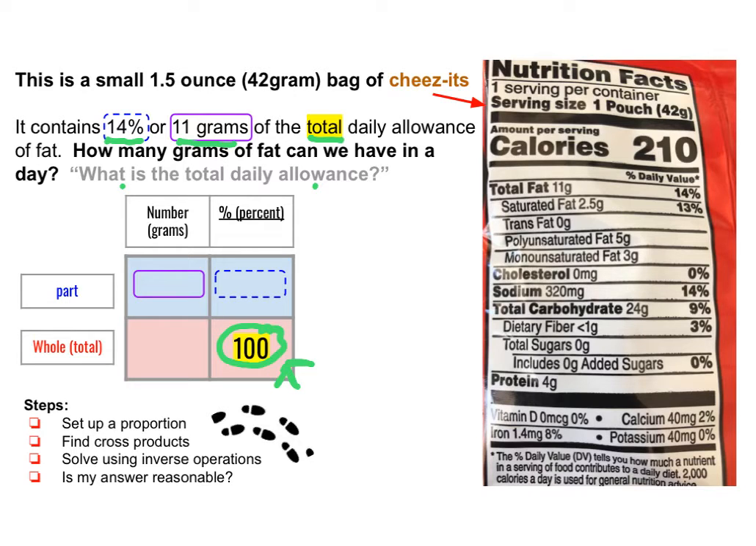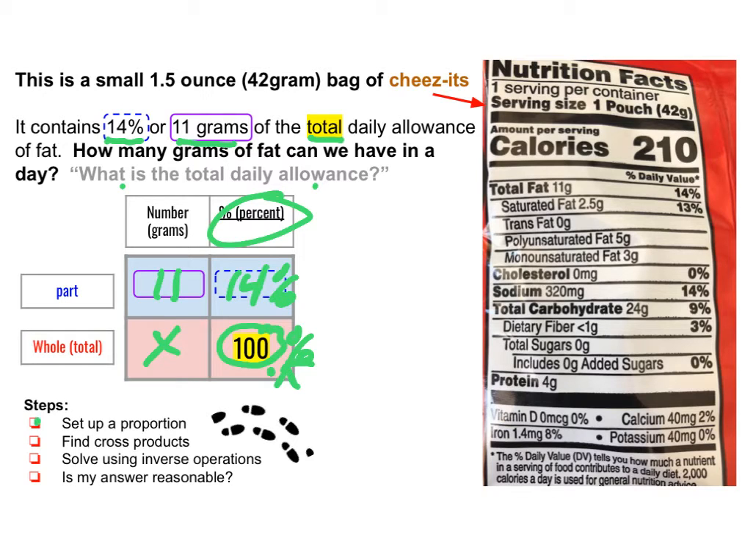So the first thing we're going to do is fill out a ratio box. Well, we know the percentages are usually where I like to start. We know it's 14% is the part, and 100% is the total. 100% is always the total. Then we see that there are 11 grams, which is the part, and we don't know the total, so we're going to call it X.